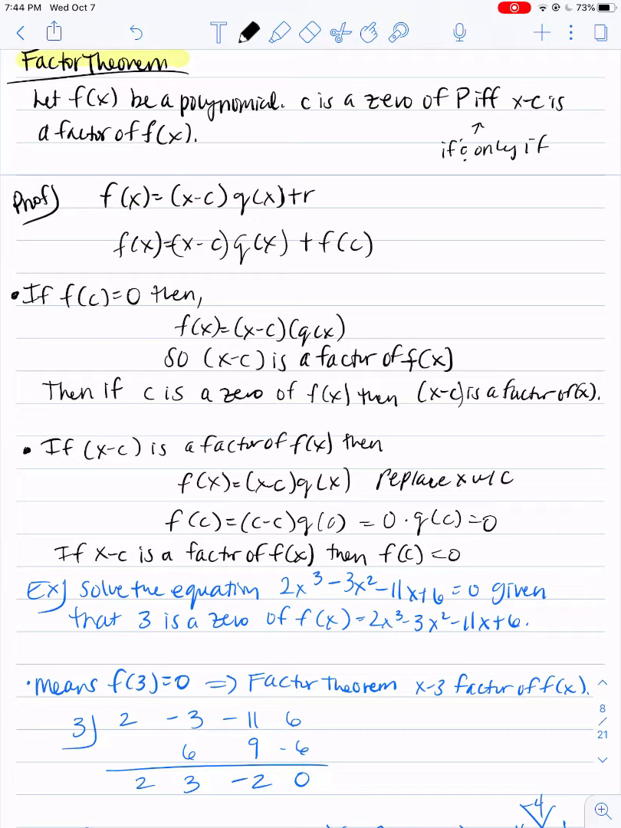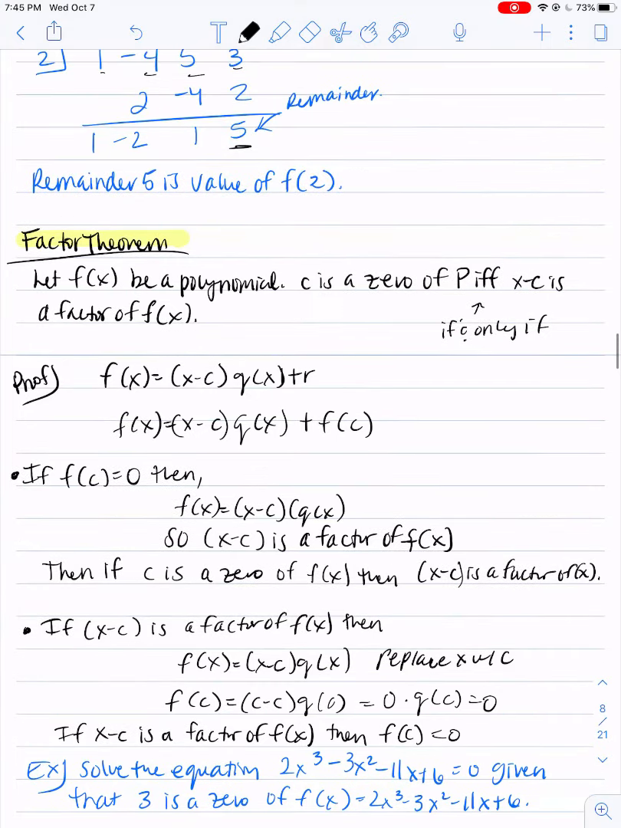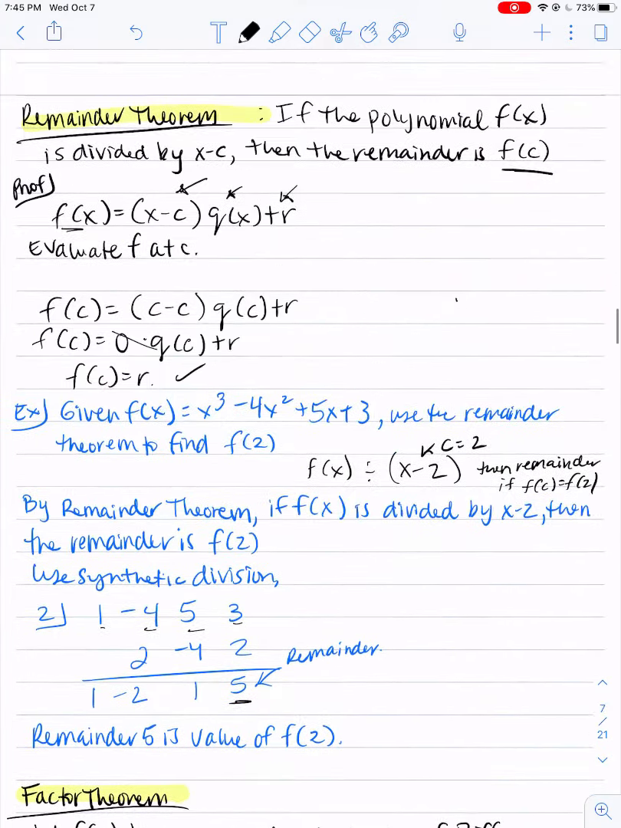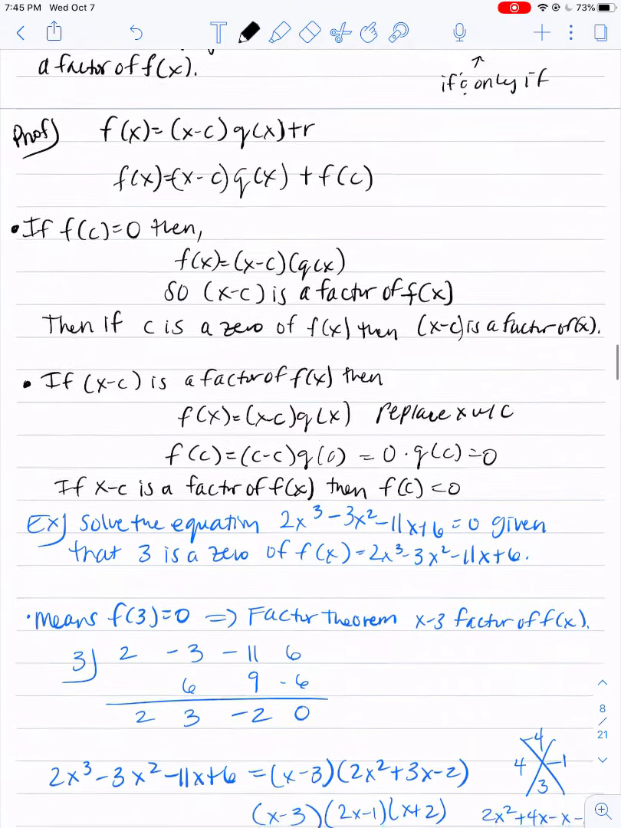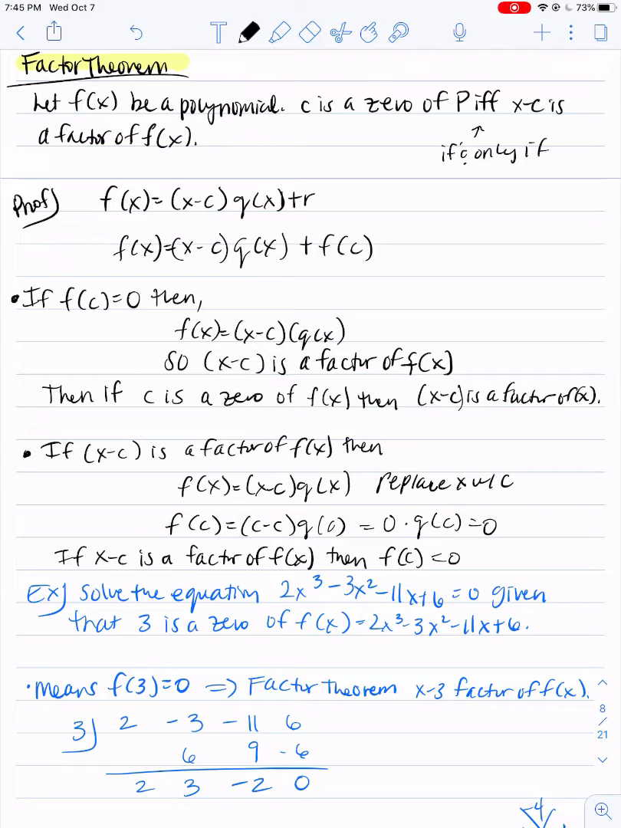And then we have f of x equals x minus c times q of x, plus f of c, because we know the remainder is going to be f of c from our remainder theorem. Okay, so we start with the if: f of c equals 0, which is our c is a zero of f part, and we want to prove then x minus c is a factor of f of x.